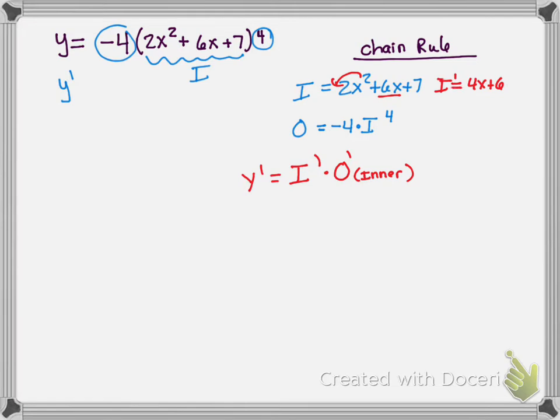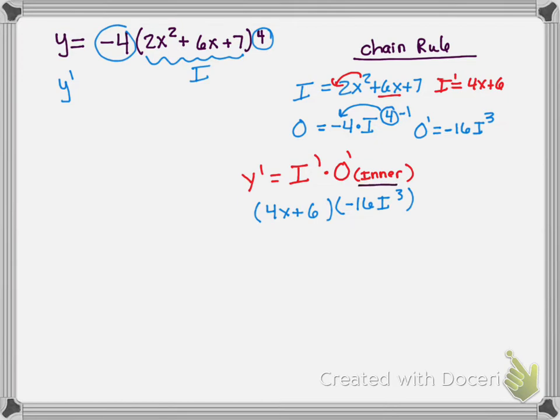Now we'll do the outer derivative. If I was going to do the power rule on this, I would bring this power down, and I would have 4 times -4, or -16, I, and then I'd subtract 1 to my power and make that a 3. So I'm going to multiply these two things together. -16 I to the third power times 4x plus 6.